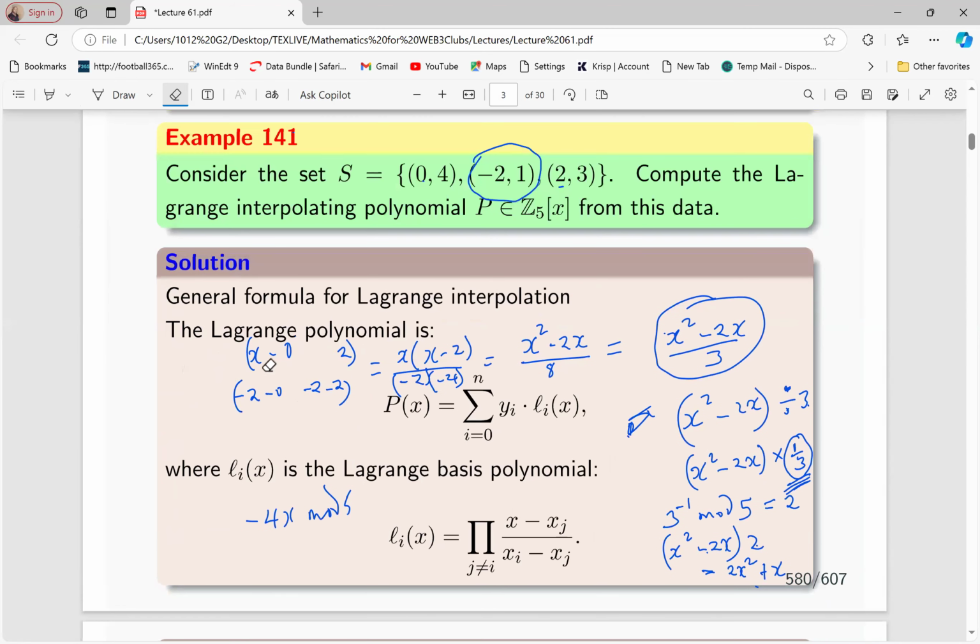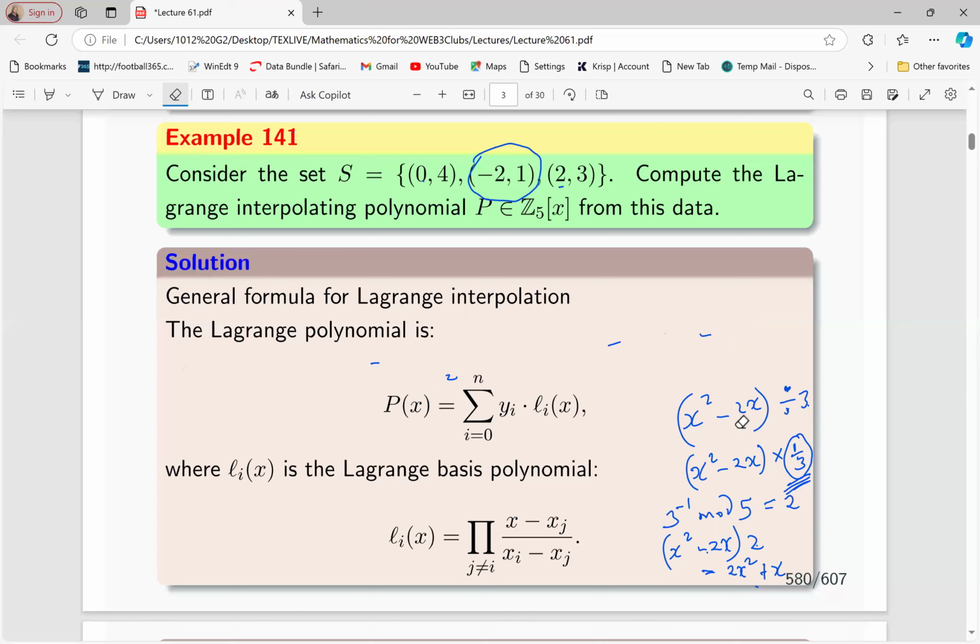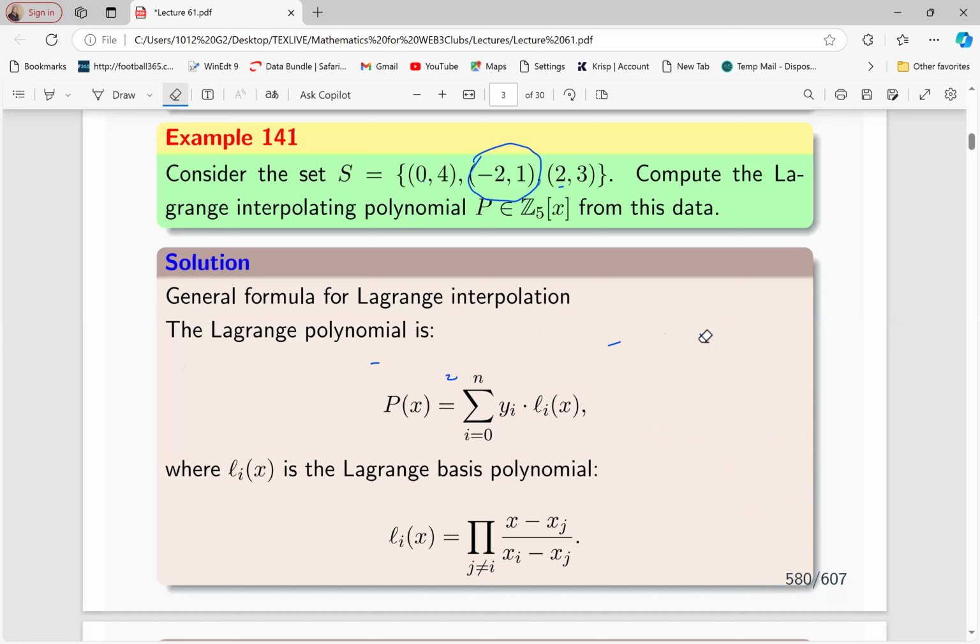So let's find L2 of x. Okay, let me just create some space here so that we work close to our points. We see what is happening to our points instead of going far and then coming back. Now, this time we're getting L2 of x, and we are considering the third point there.